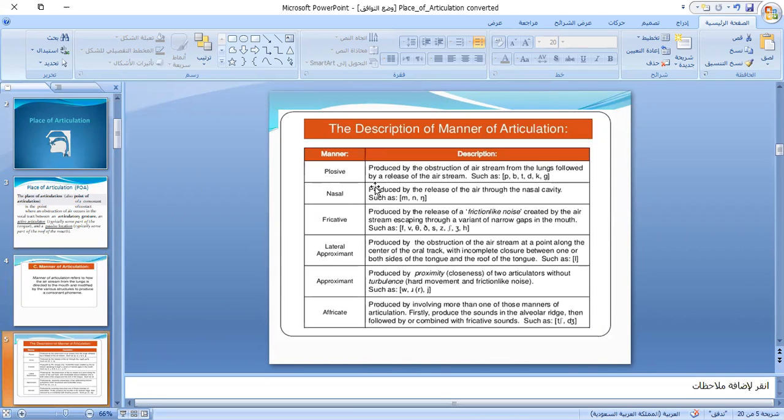The first one is plosive. What do you mean by plosive? You stop the air somewhere, absolutely stop it, and then you release it suddenly, like the sounds B and P. First you say B, then you open your lips, and the air is sent out. T, T: you release the air. So these are the plosives.